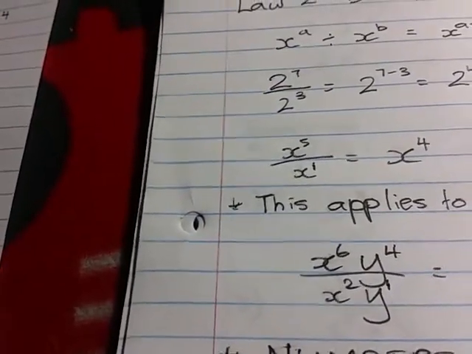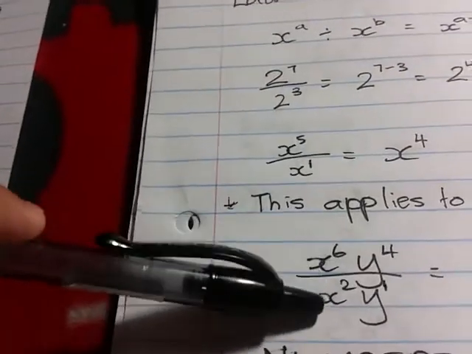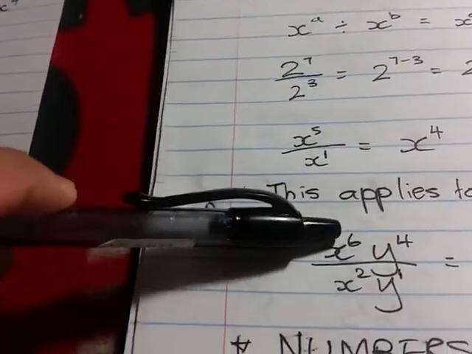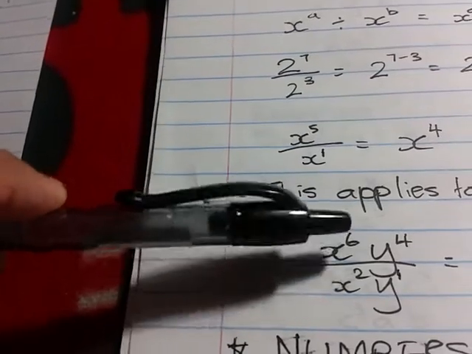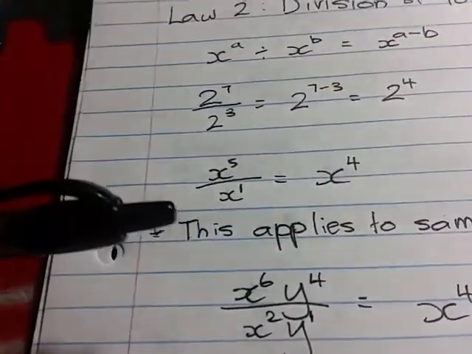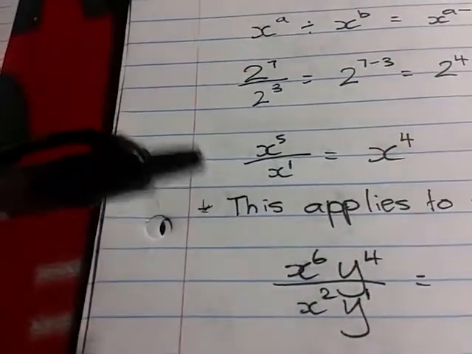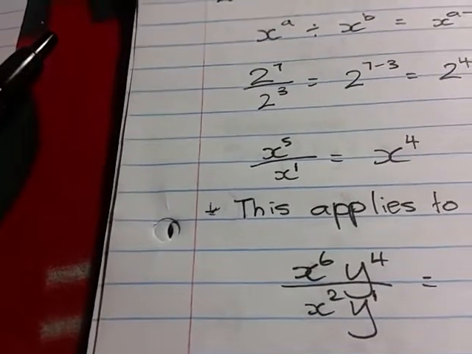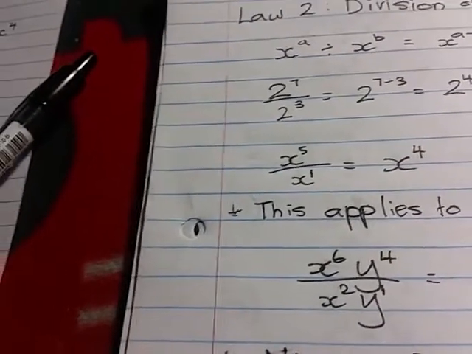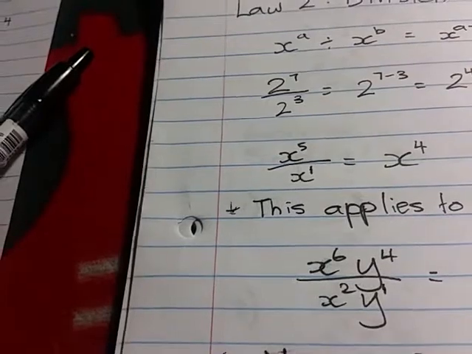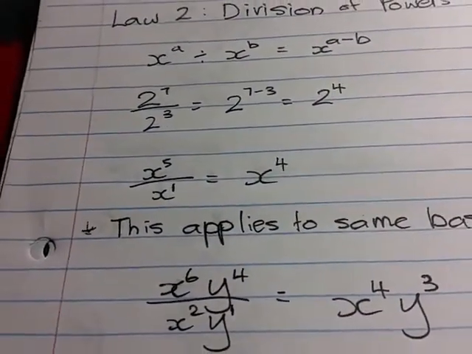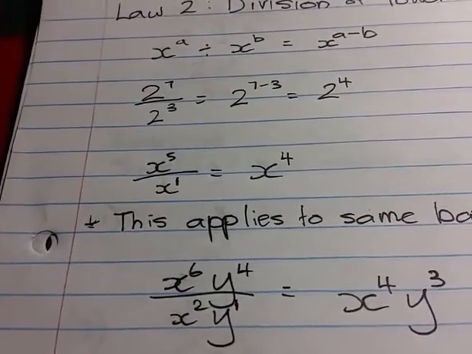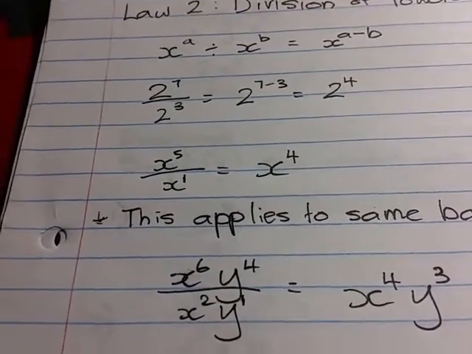So the x to the 6 is going to act on the x to the 2. So x to the 6 divided by x to the 2, 6 minus 2, giving you x to the 4. And then y to the 4 is going to act on the y to the 1. Y to the 4 divided by y to the 1, 4 minus 1, giving you y to the 3. So your final answer is going to be x to the 4, y to the 3.